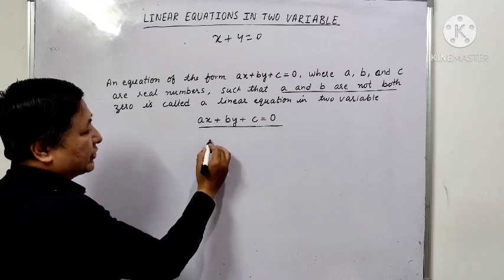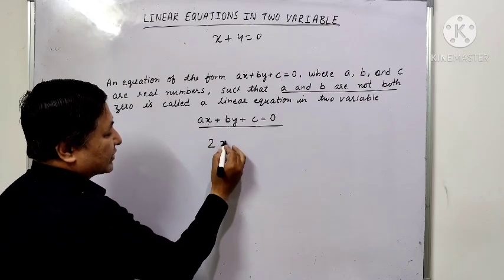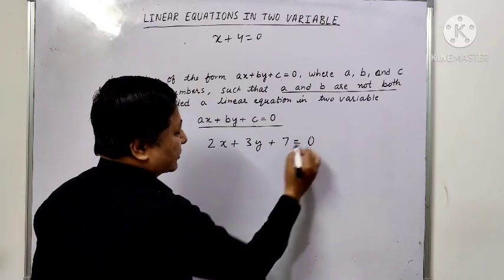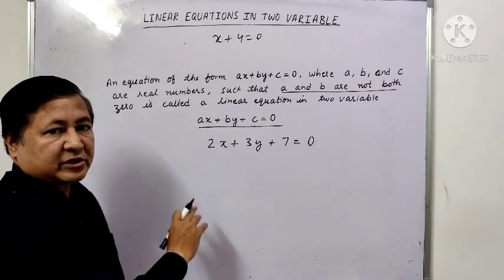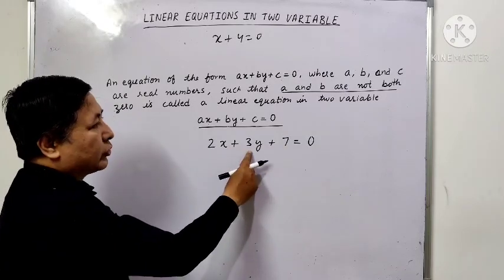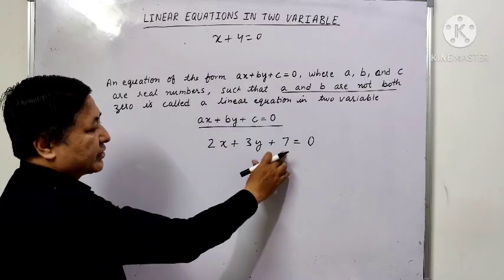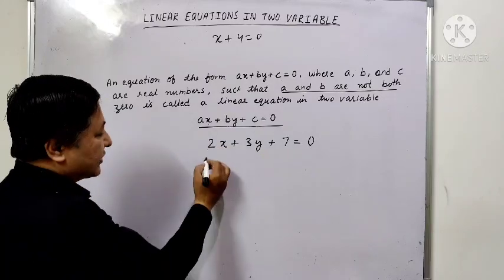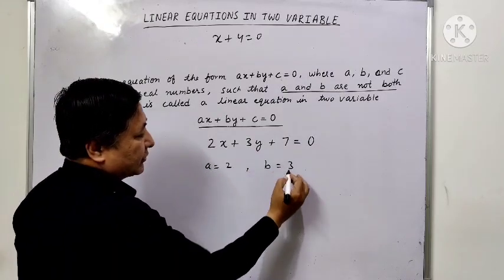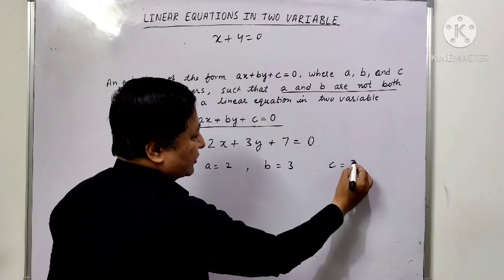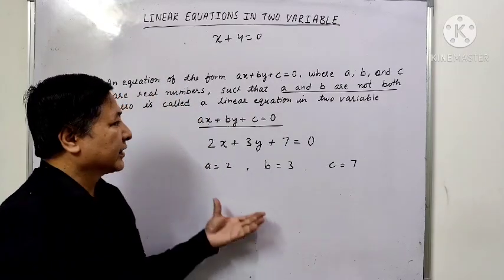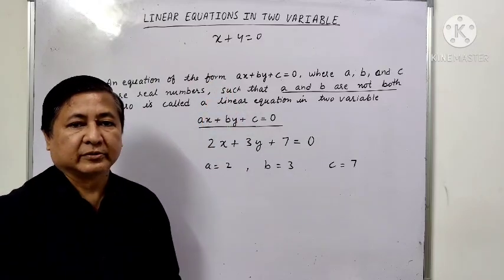Now I write one linear equation in two variables: 2x plus 3y plus 7 is equal to 0. You can see this is a linear equation in two variables involving x and y, where a and b are both not 0 and c is a constant term. So in this case, a will be equal to 2, b will be equal to 3 and the constant term c will be equal to 7. Now we will be doing some questions of the exercise on linear equations in two variables.